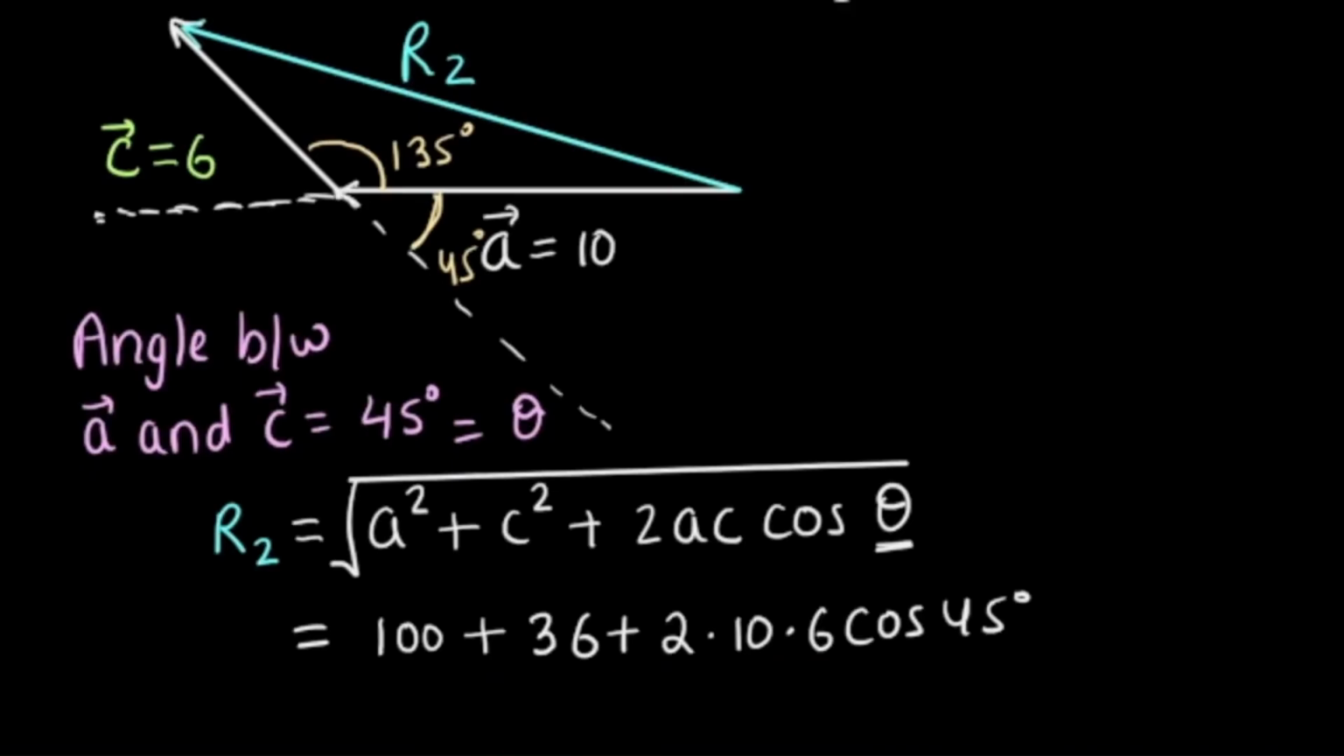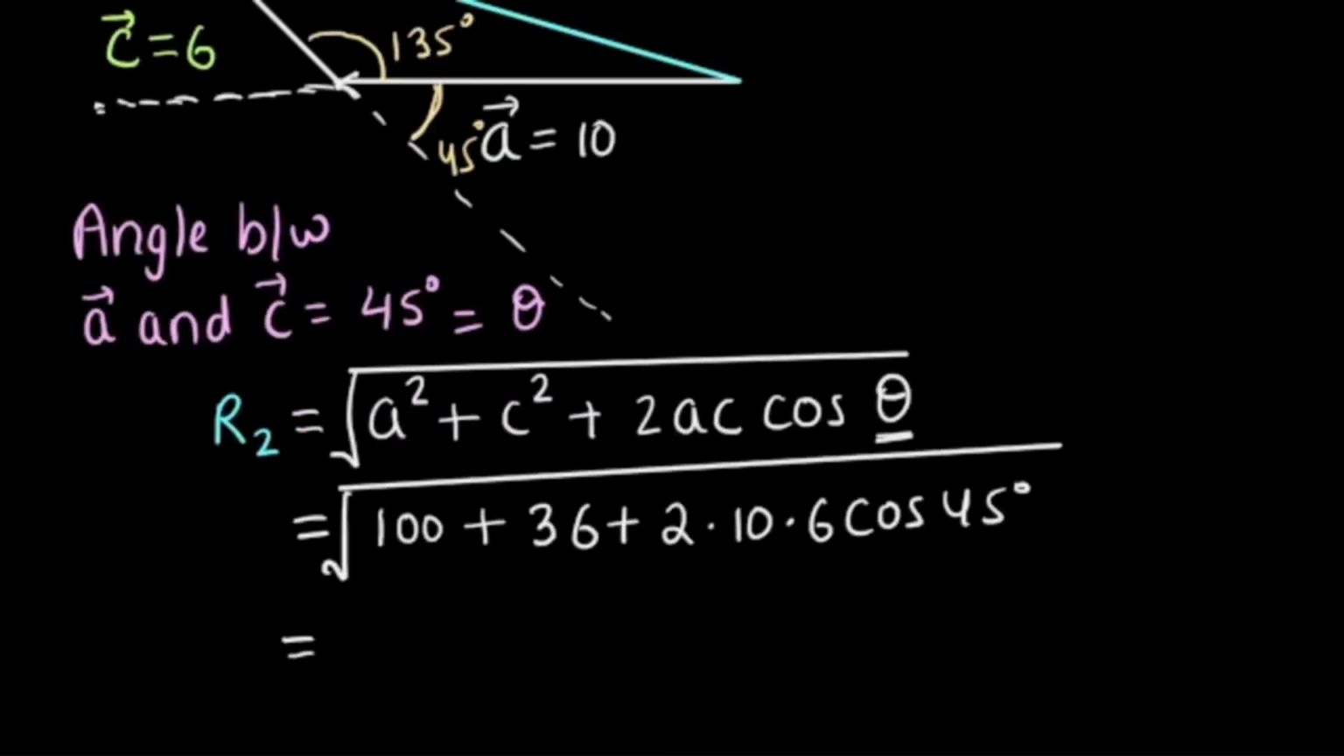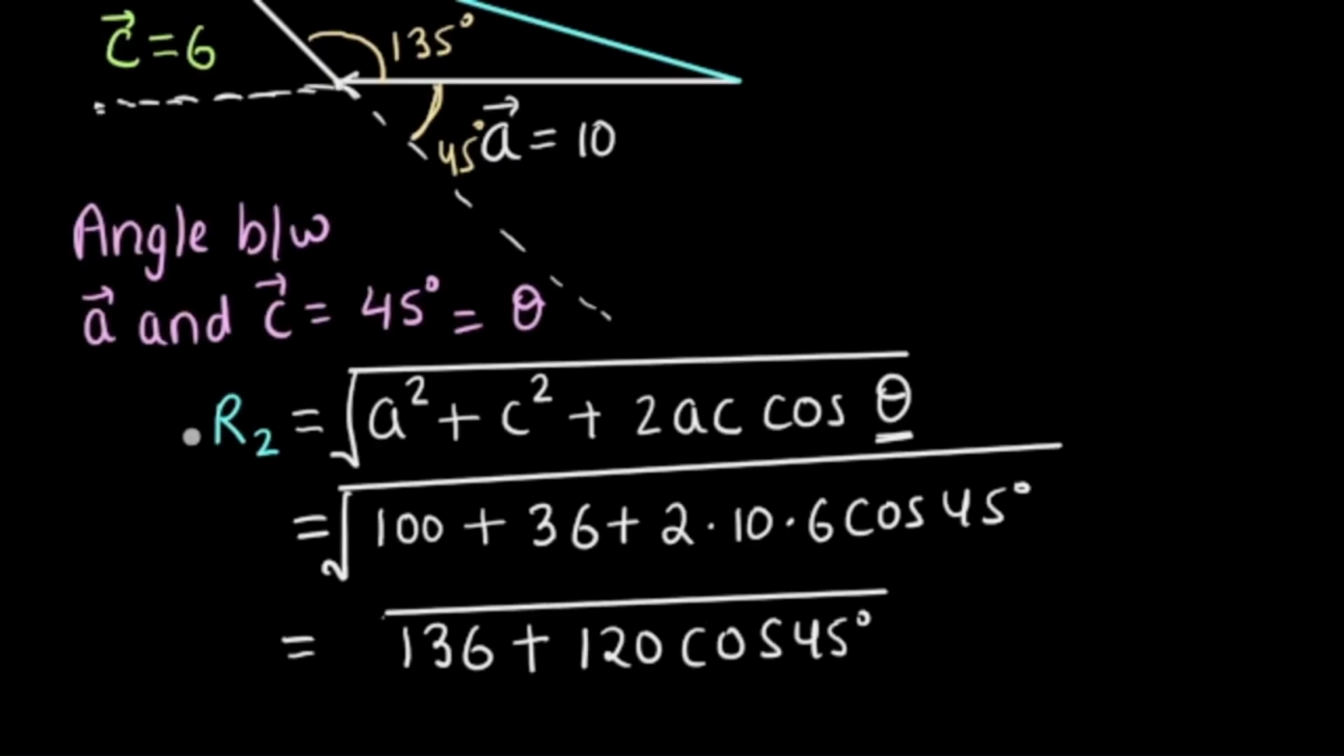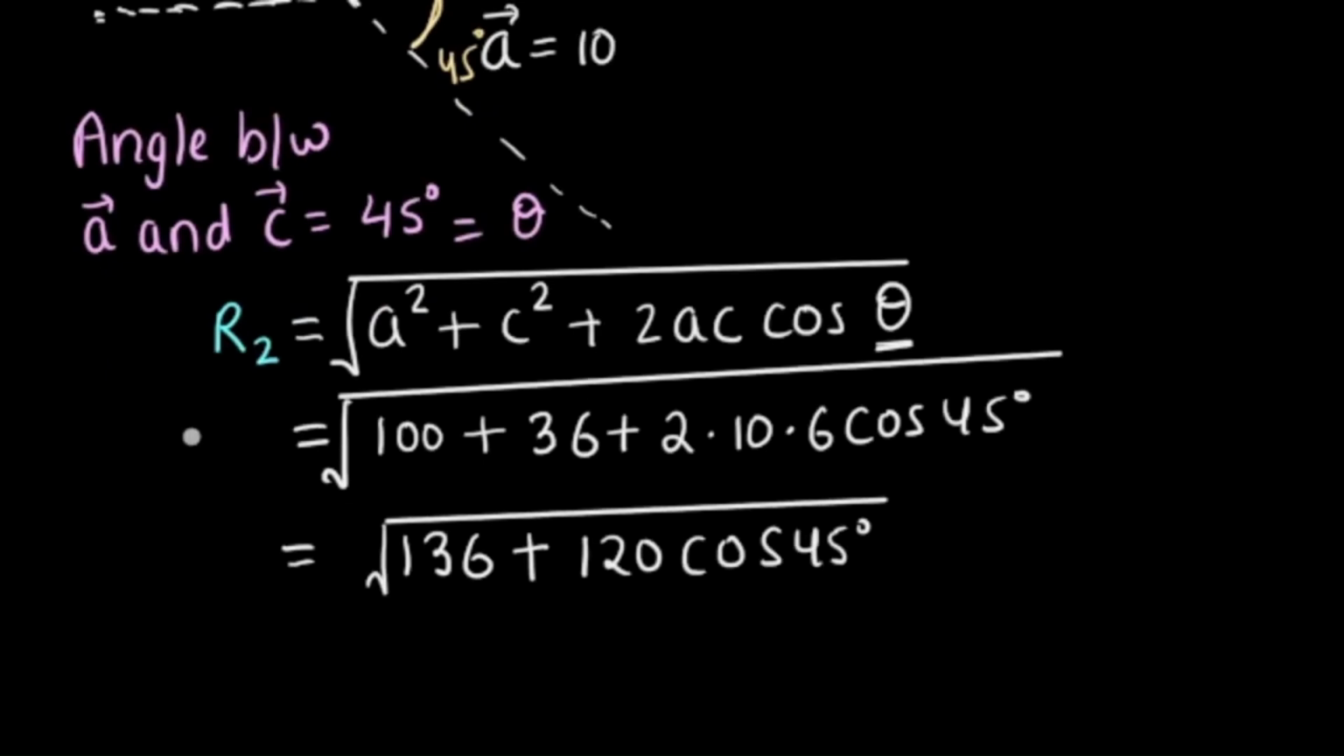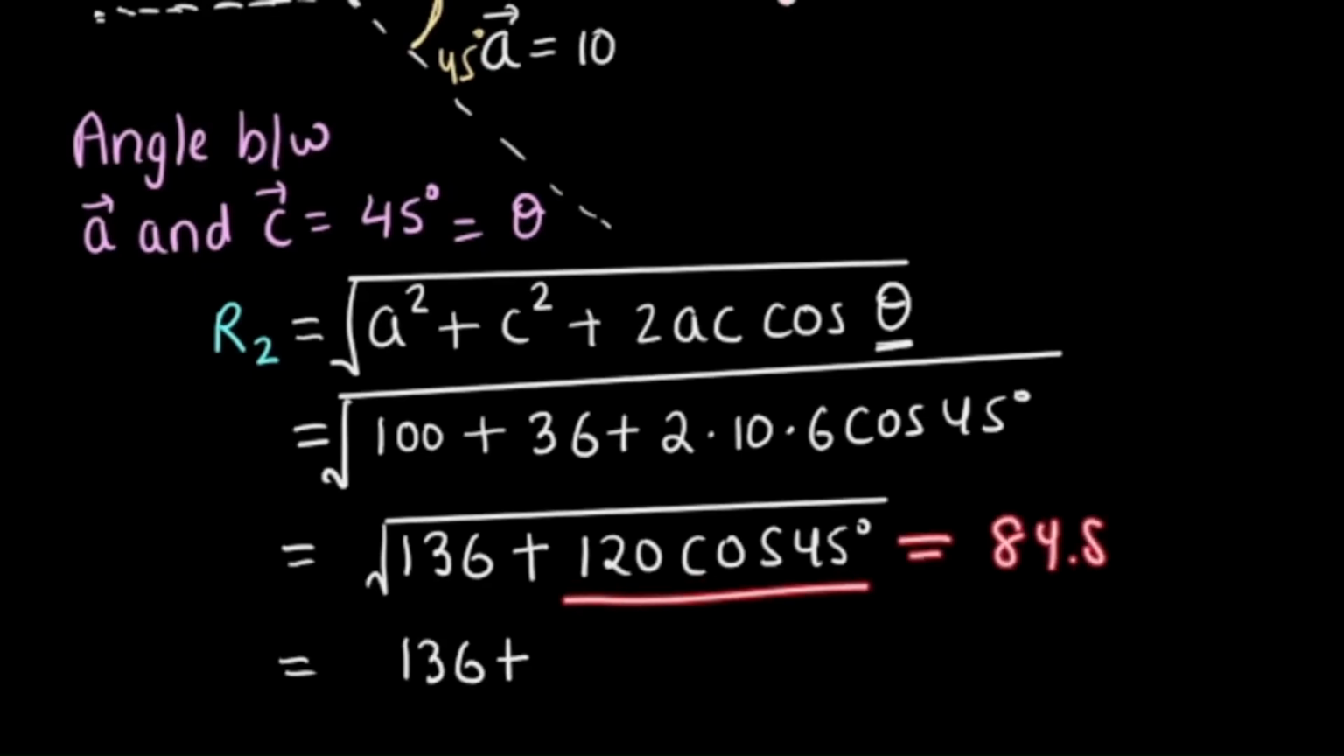All right, let's go ahead and see it. So 100 and 36 add up to give us 136 plus 2 times 10 times 6, 120, cosine 45 degrees. Square root. Now I'm going to use my calculator to figure this out. This is going to be equal to 136 plus 120 cosine 45 degrees. This is equal to 84.85, and so on. So I'm going to round it up to 85. Here we go, 85.